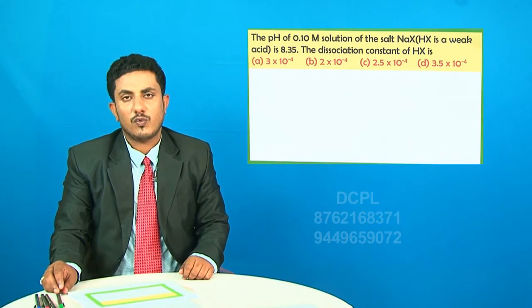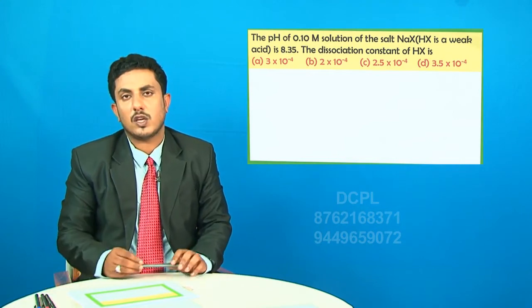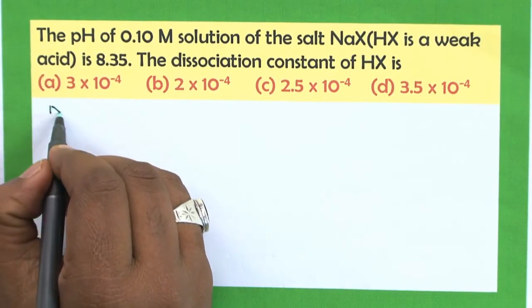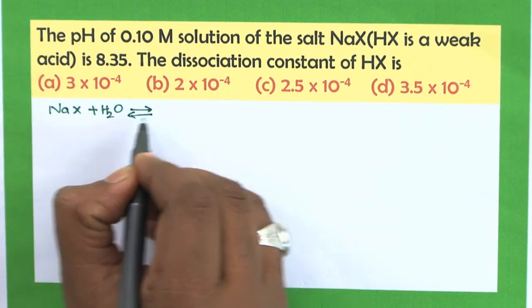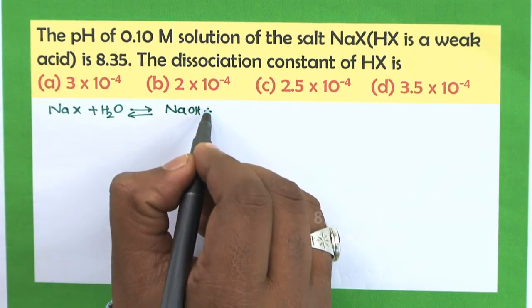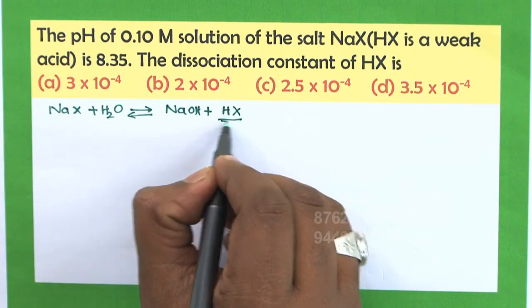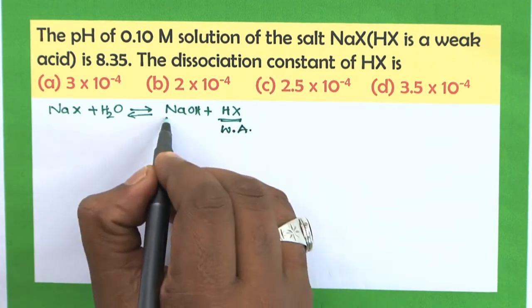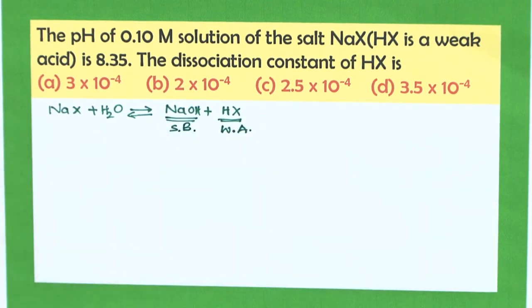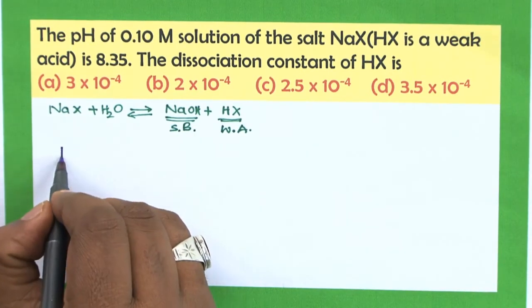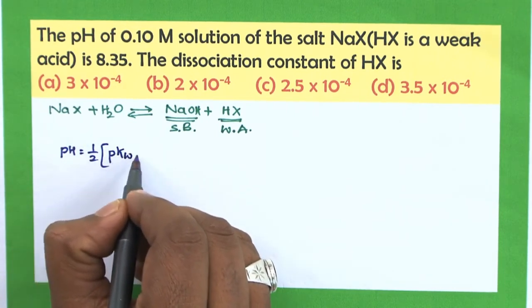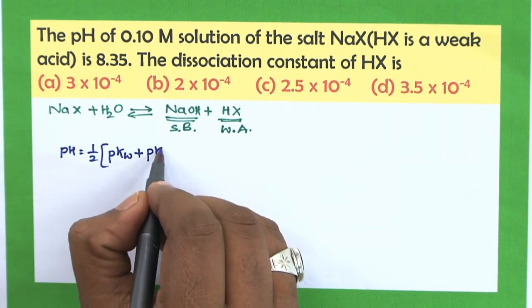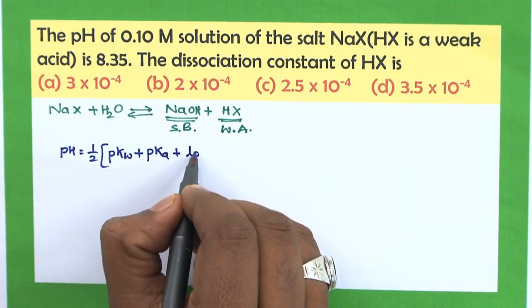NaX is a salt of weak acid. On hydrolysis, NaX gives NaOH plus HX. They have mentioned that HX is a weak acid, NaOH is a strong base. Hence, pH of this can be related with the pKa as pH is equal to half of pKw plus pKa plus log C.